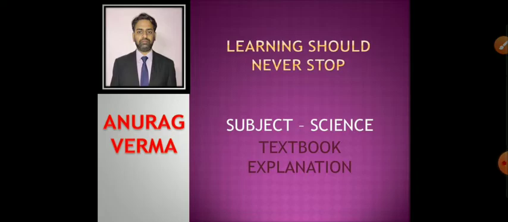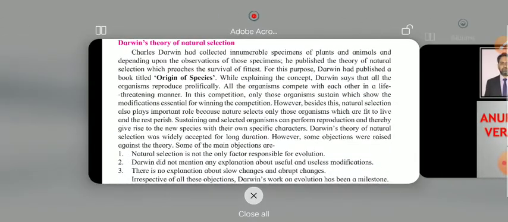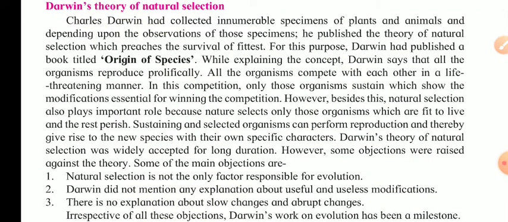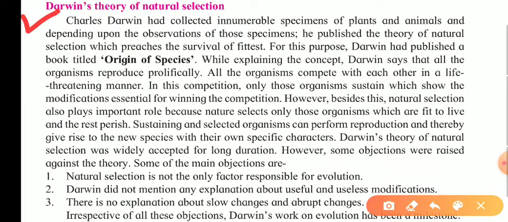Today we are going to discuss the third part of the class 10 science 2 chapter number 1, Heredity and Evolution. In the first two parts we have already studied heredity and evolution. Now we are moving towards the third part of the chapter. In that, we are going to learn about Darwin's theory of natural selection.